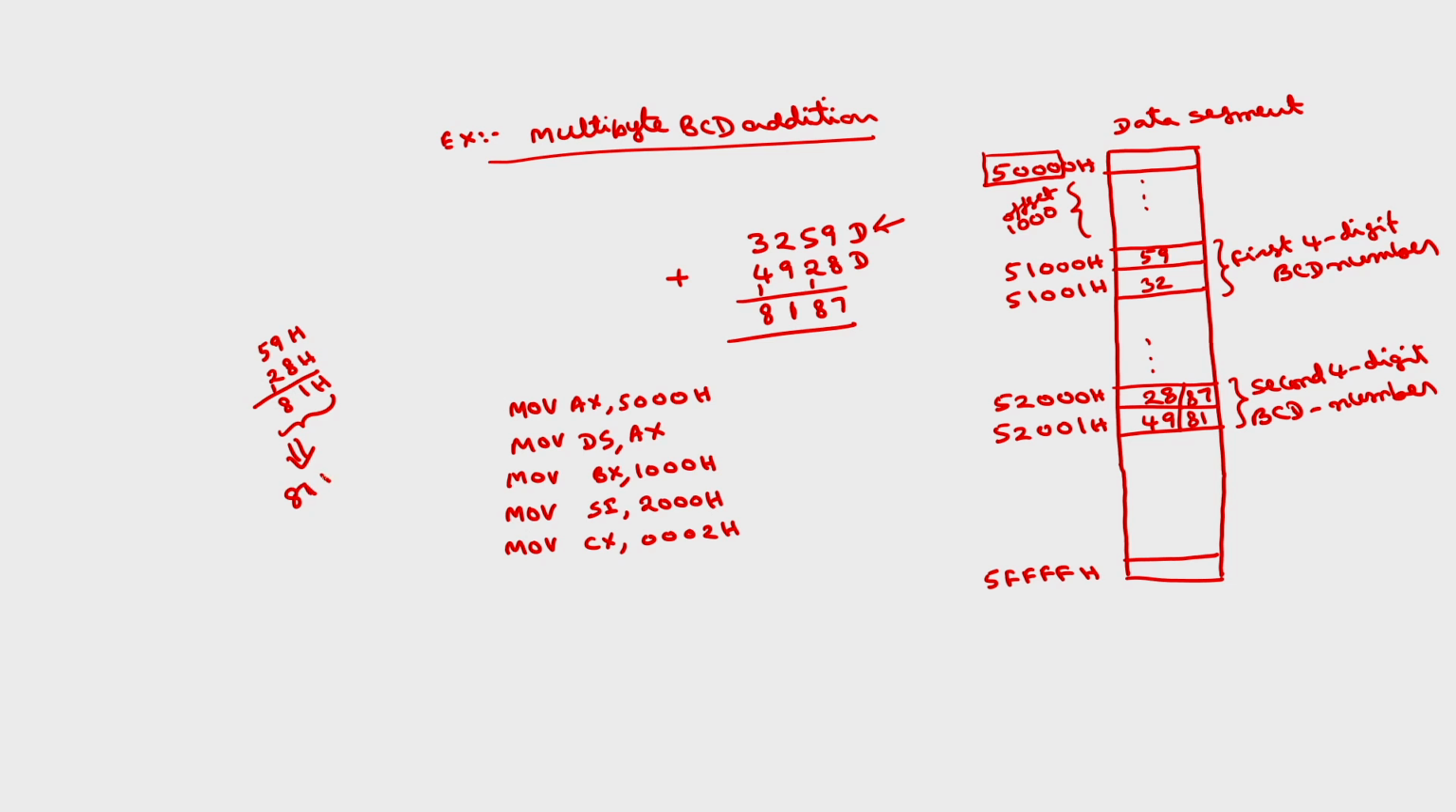87 decimal, we have discussed the instruction. So which instruction will be used? There is an instruction called DAA. This DAA instruction operates only on AL. This is only 8-bit data.